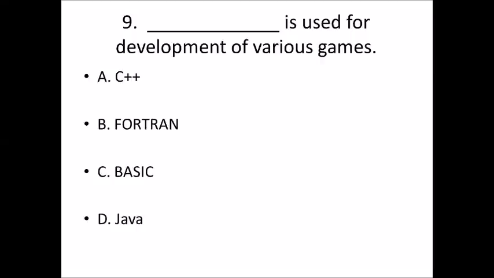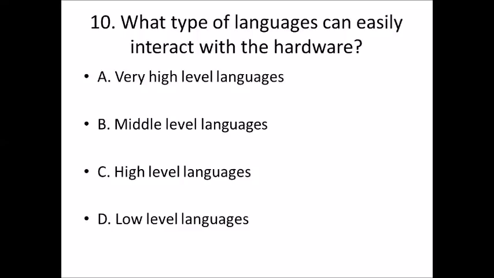Answer వచ్చేసి option A, C++. 10th bit, what type of languages can easily interact with the hardware? Option A, very high level languages. Option B, middle level languages. Option C, high level languages. Option D, low level languages. Answer guess cheyandi.